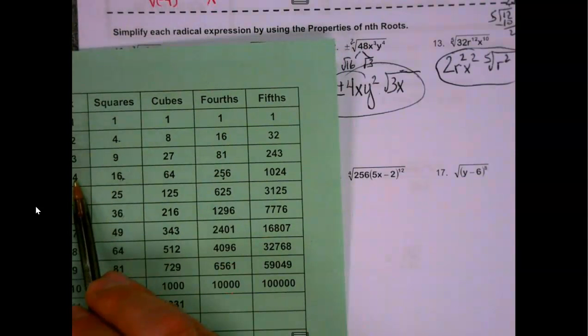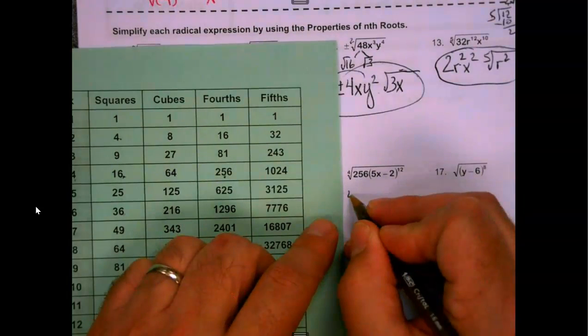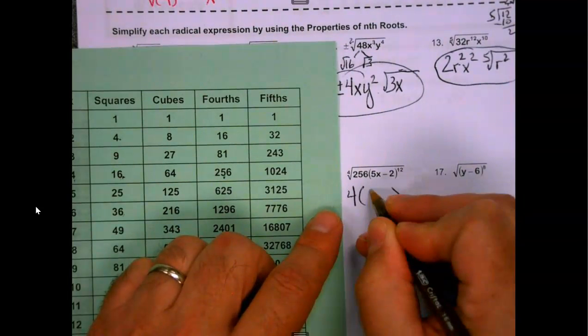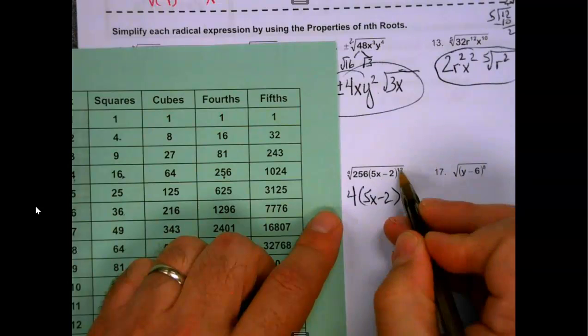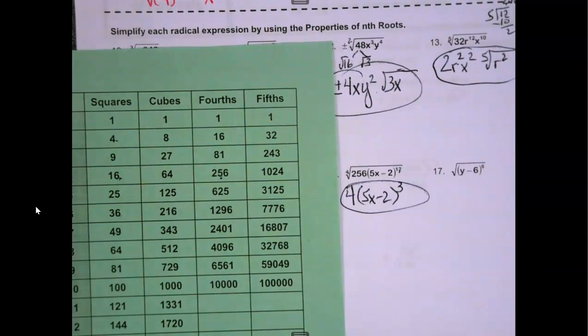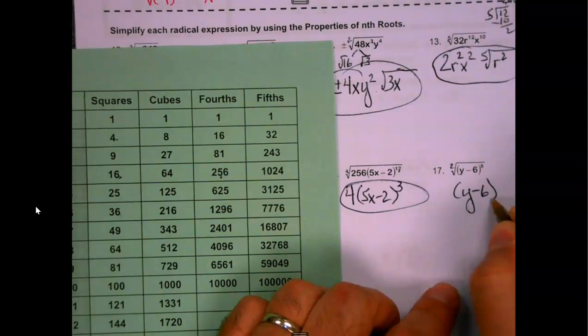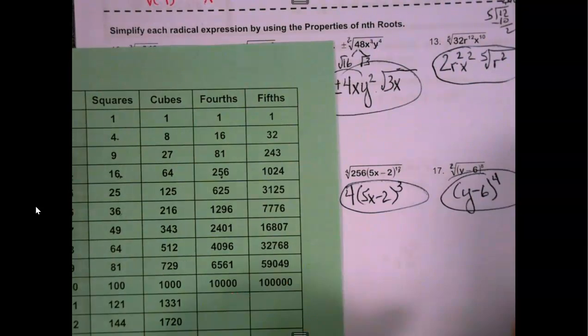Now, can I type in 256 to the 1/4 in my calculator? Or just that in my calculator? Absolutely. 12 over 4 is 3. We're just simplifying. Don't make life harder than you need to.